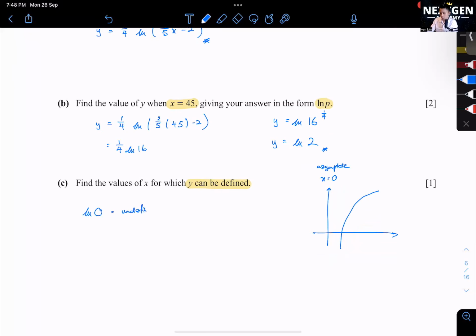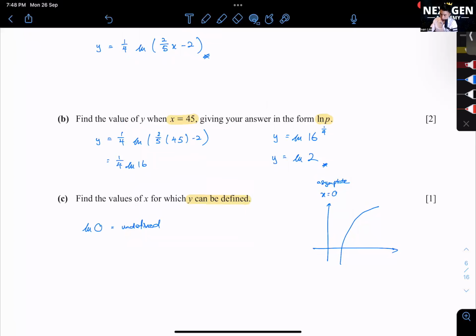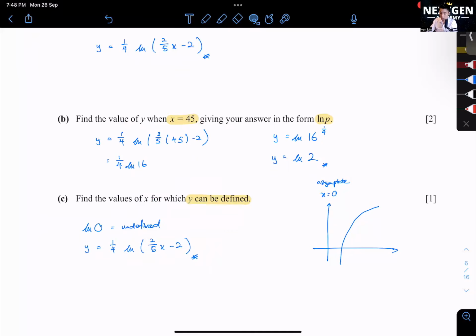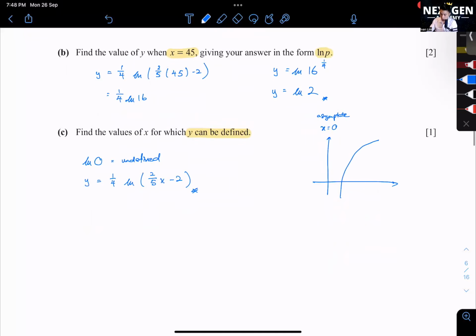So we find the undefined number first, which is we take whatever is in the bracket. Sometimes they put undefined. In this case, they put it can be defined. So you just need to take whatever is in the bracket equals to 0. That is how you find your new asymptote. So 2 over 5x minus 2 equals to 0. You rearrange it, you'll get x equals to 5. So x equals to 5 is your new asymptote based on this graph.